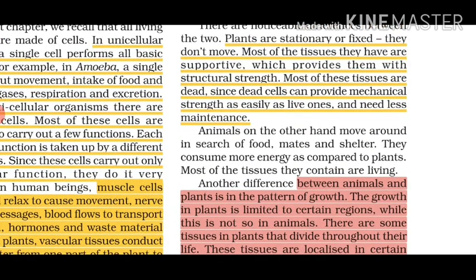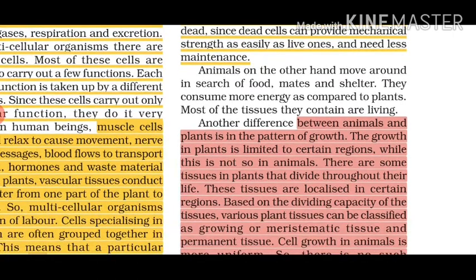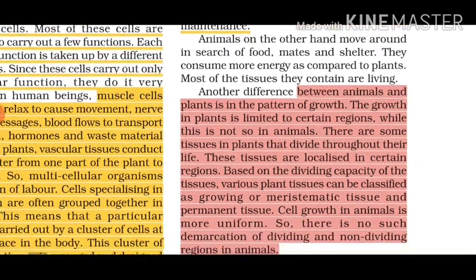Another difference is due to the pattern of growth, as in plants it is limited to certain regions, but in animals it is not so. There are some tissues that grow or divide continuously throughout their life. These tissues are localized in certain regions. Based on the dividing capacity, plant tissues can be divided into meristematic tissue and permanent tissues. In animals growth is more uniform, so there is no such demarcation of dividing as well as non-dividing tissues.